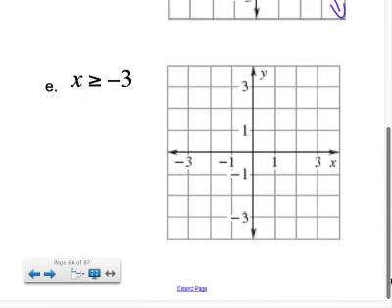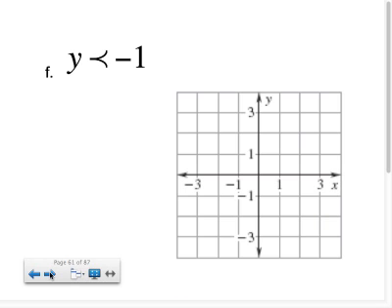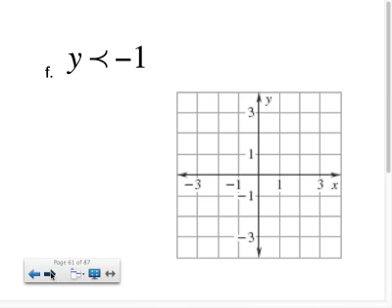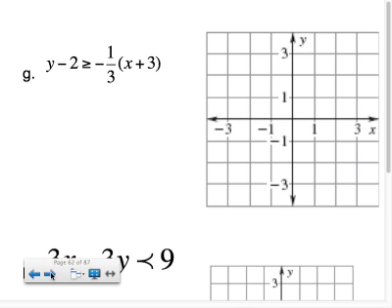Okay, part E is very similar to part A, so I'm not going to do that one. Graph x equals negative 3 with a solid line, and then determine which side to shade. Same thing here in F. You can do that one on your own. Whoops, why did I go back? All right, so in G now, a lot more legwork to be done here.